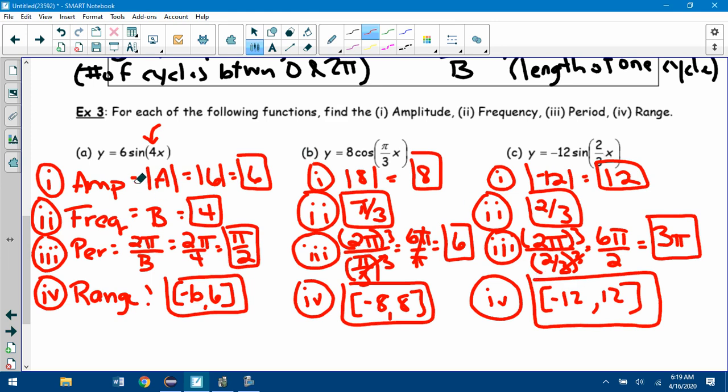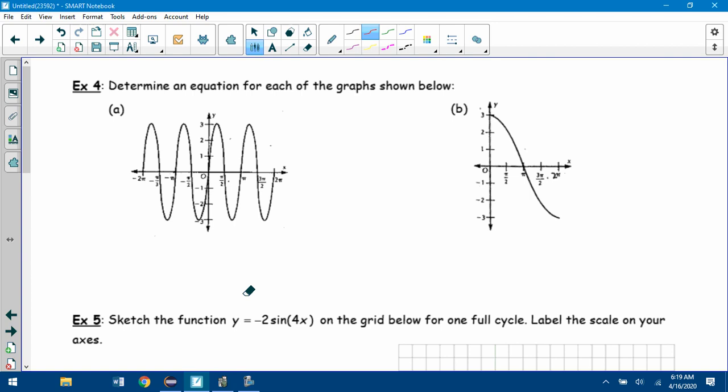Okay, so picking out those values from an equation, hopefully pretty easy. There will be more that affects the range, but we'll look at that tomorrow. Okay, last page. Let's do some application stuff. So now I want to go backwards. I'm giving you graphs, and I want to come up with the equation. So, a few things you have to think about.